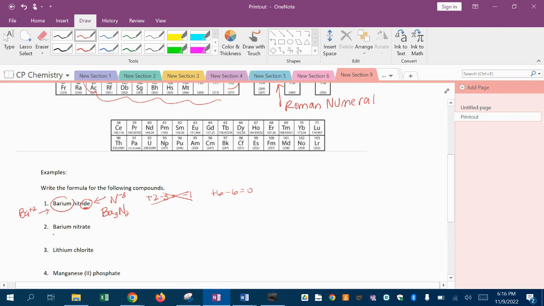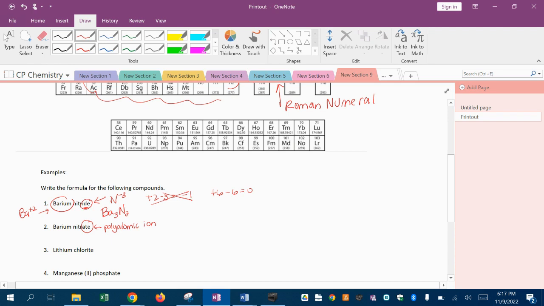Look at the next one. Very similar, but a little different. Barium nitrate. So this ending is not an element from the periodic table that has turned into an ion. This ending indicates a polyatomic ion. So you have to know your polyatomic ions.